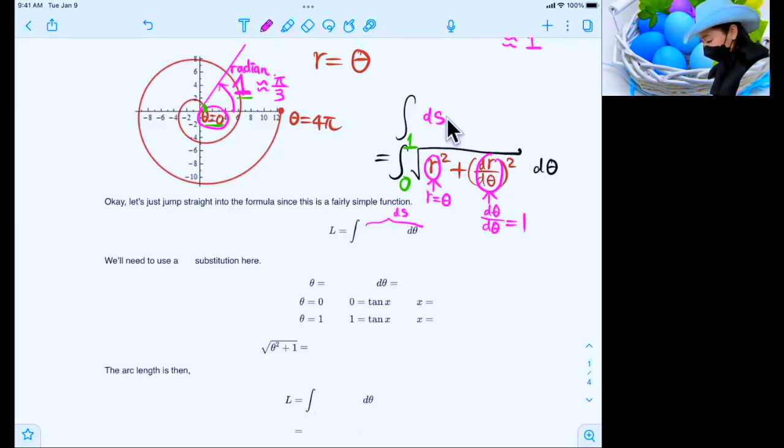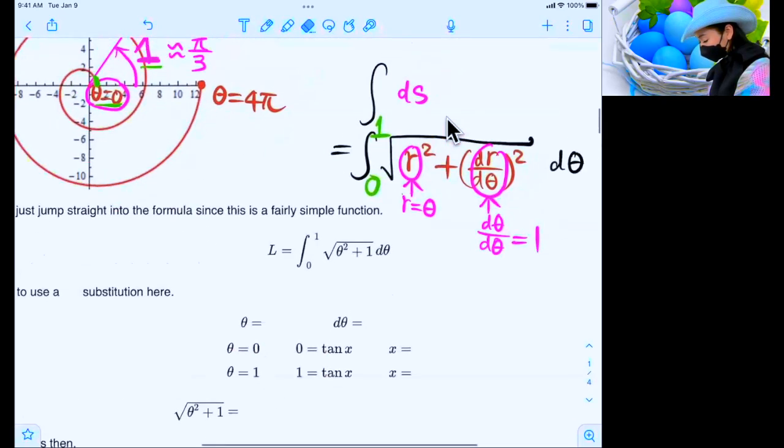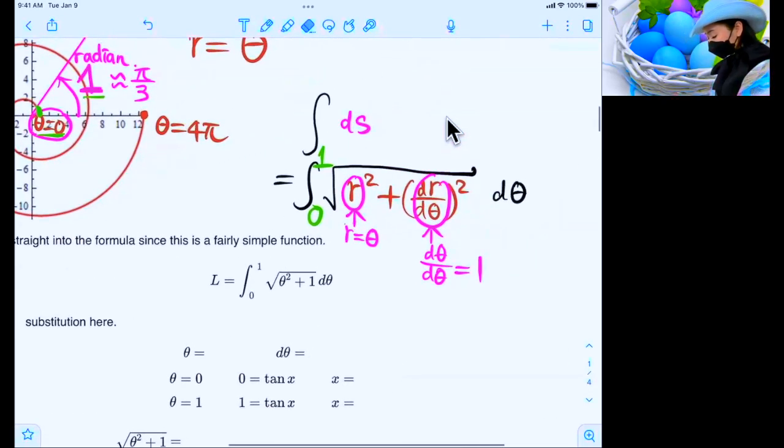So put together, this one here will be this. You agree? Theta squared plus 1 squared. Okay. Looks kind of simple. But how do we evaluate this integral without using a calculator? What kind of integration method? Trig sub? Yes, Gloria said trig sub.